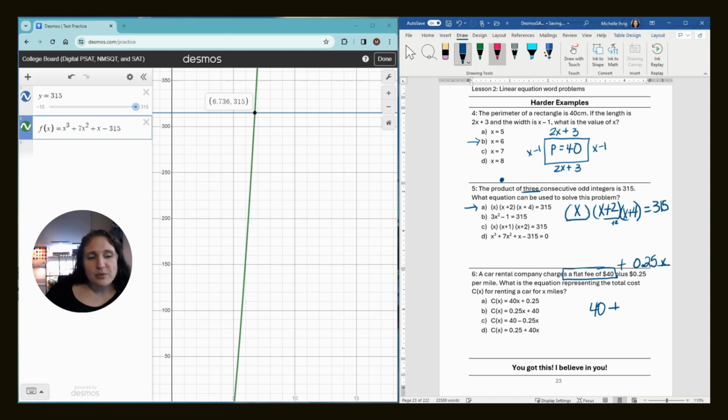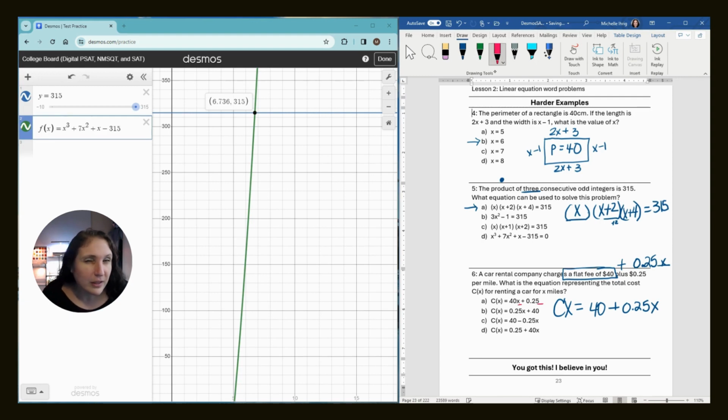So what is the equation representing the total cost of C of X? All of them say C of X. It's a fancy way of saying cost of X, depending on the number of miles. What equation represents it? Well, we have our C of X equals 40 plus 25 cents a mile. So this is where they try to trick you, because a couple of times you're going to be like, wait, I think it's the first one, but it's not the second one, because look at what's different. It's literally just one letter. This has the X and this doesn't.